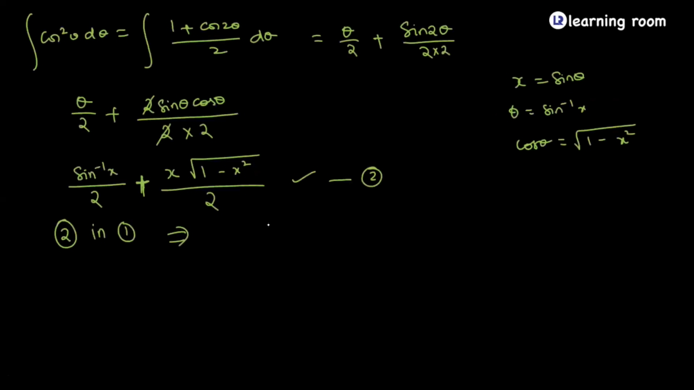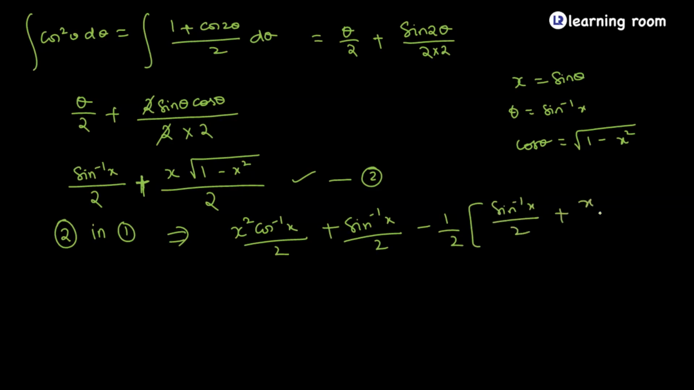So you will have x square cos inverse x divided by 2, minus of minus is plus, sin inverse x divided by 2 minus half into, you had that integral of root of 1 minus x square. For that, this is the answer. So minus half into sine inverse x divided by 2 plus x by 2 into root of 1 minus x square. So what will you get is, now you have to solve this.